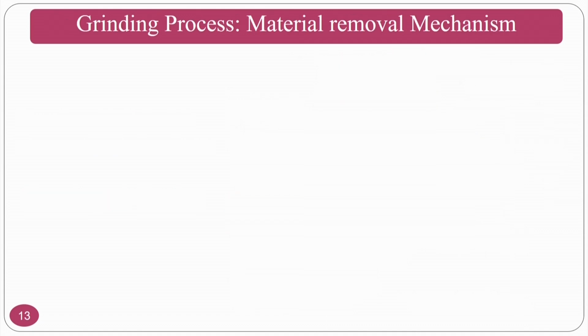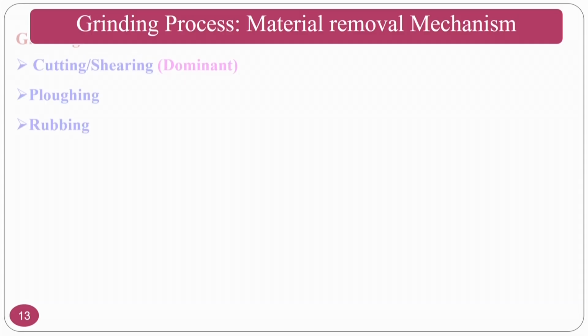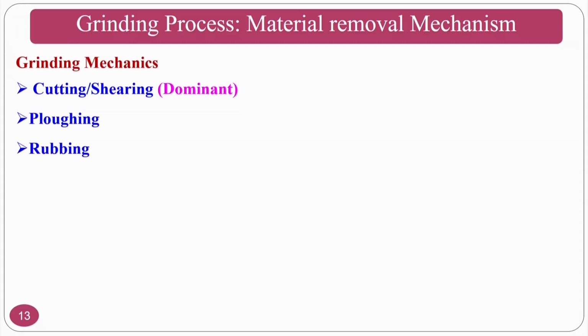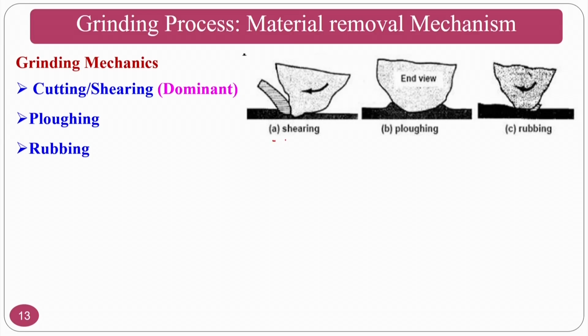If you look at the material removal process in grinding, normally it follows three mechanisms. One is the cutting and shearing process, which is the dominating one, followed by the ploughing and rubbing actions. These are the three major mechanisms involved. The shearing, which is the dominating one, means cutting, as we have seen in the previous slide: the elastic region, plastic region as well as the chip formation region come under shearing.